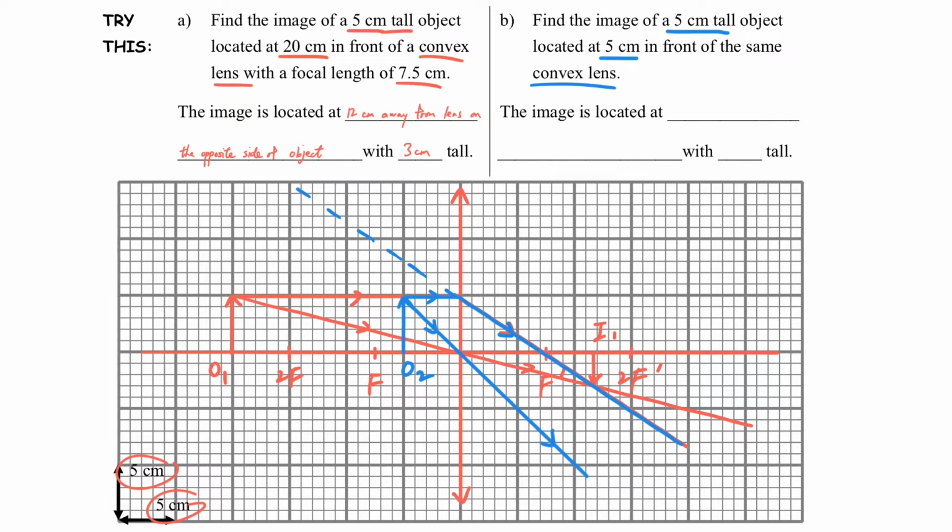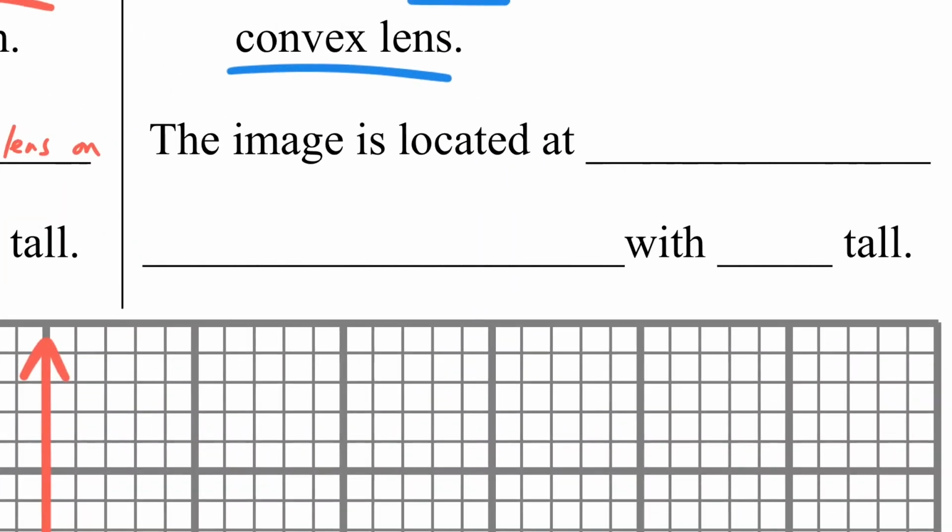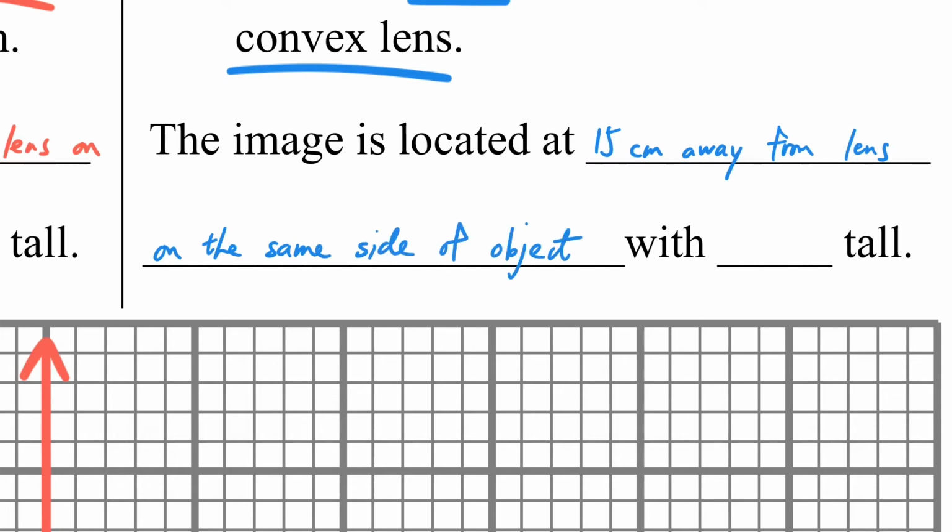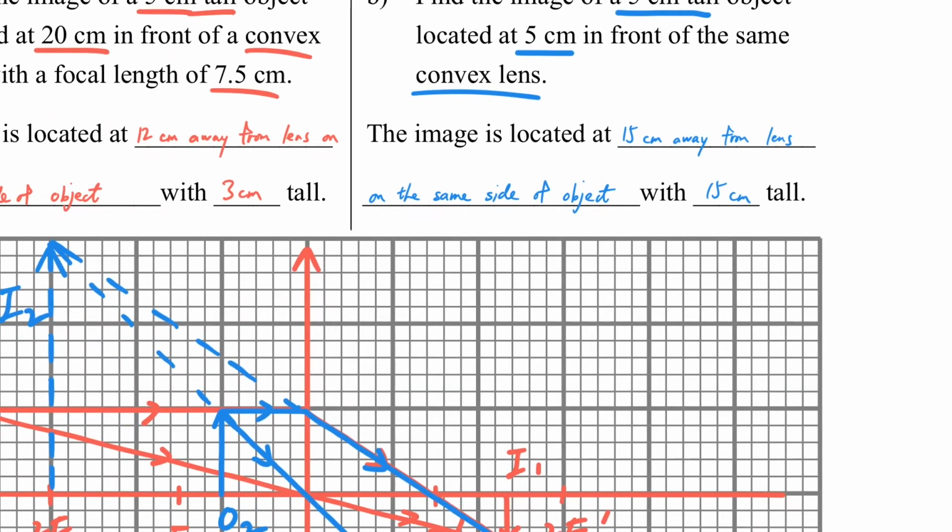So we have to extend the refracted ray backward in order to find the intersection point, which is on the same side as the object. So we found the image here. We call it I2. This time the image is located 50 cm away from the lens. How do we describe the position this time? It is on the same side of the object. And you can see this time the image is much larger, 15 cm tall.